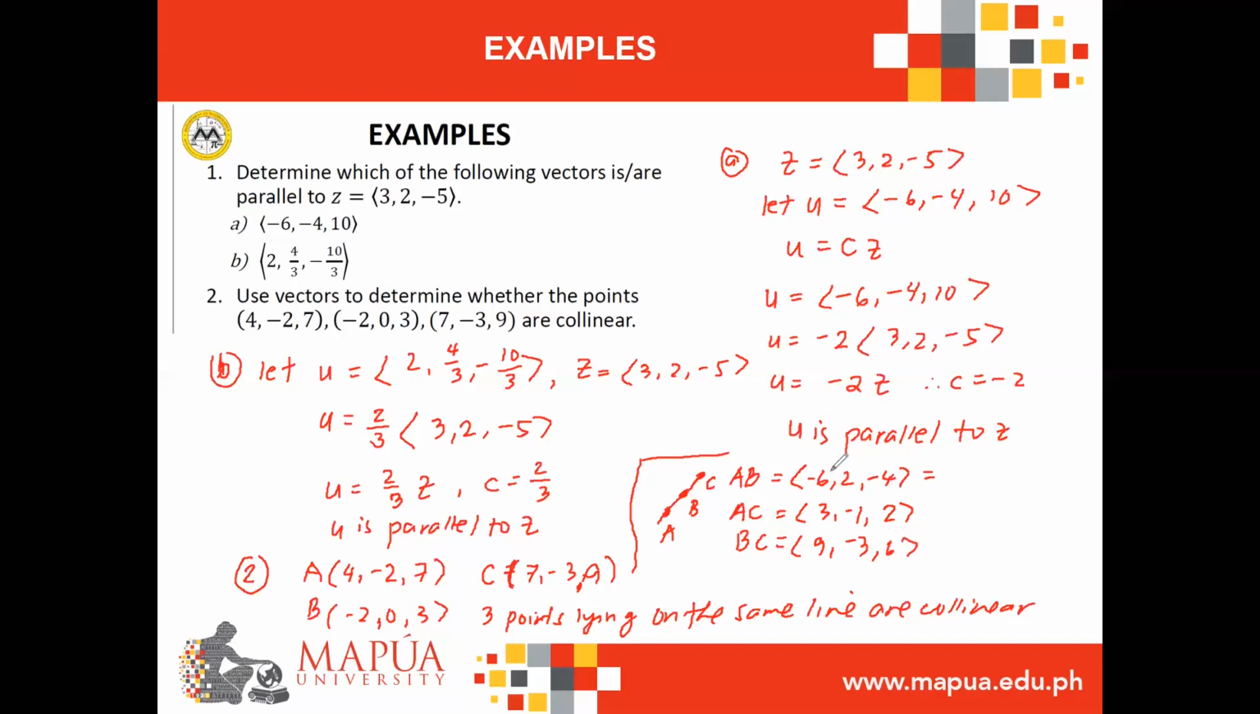So we can reduce the components of your vector AB and BC. If I have here a common factor of -2, we can divide all the components by -2, that will give you 3, -1, 2. Then here we have a common factor of 3. So 9, -3, 6 divided by 3, that will give you 3, -1, 2 also. As you can see, we have the components of AC is 3, -1, 2. AB is -2 times AC, and BC is 3 times AC. So with that, these 3 points having common components, and we have -2 and 3 as scalars for AB and BC with respect to AC, we can now say in conclusion that the 3 points are collinear.